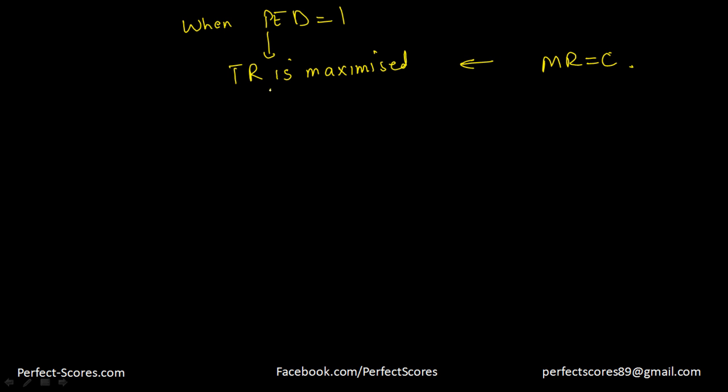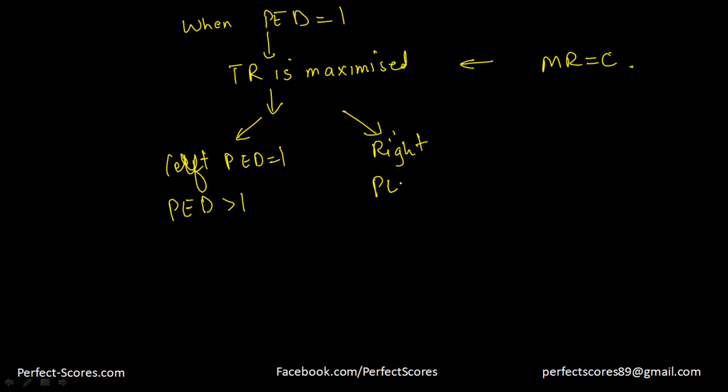Fine. So suppose you're understanding this point over here, I'll just make a little graph. When PED is equal to 1, then your TR, that is total revenue, is maximized, right? And when the total revenue is maximized, marginal revenue is equal to 0. So from here, you will have two things. On the left hand side of PED equal to 1, you will have PED greater than 1, and on the right hand side you're going to have PED less than 1.